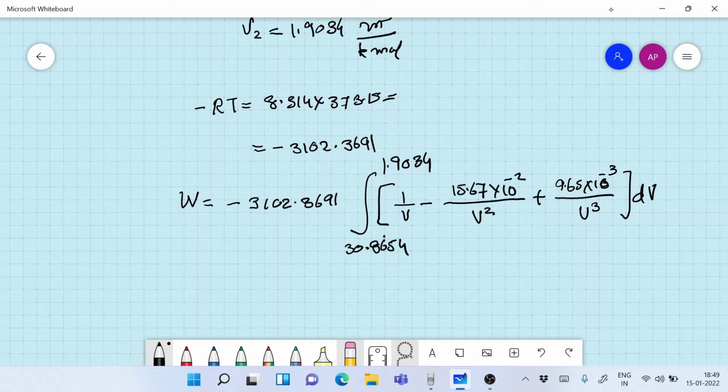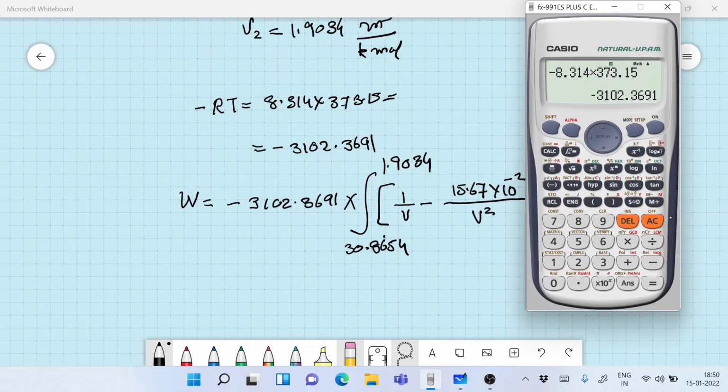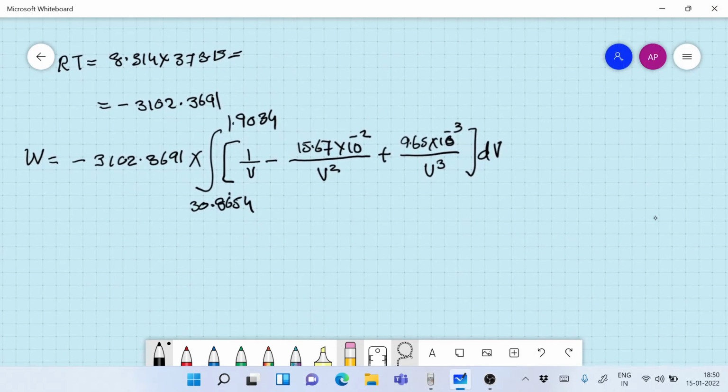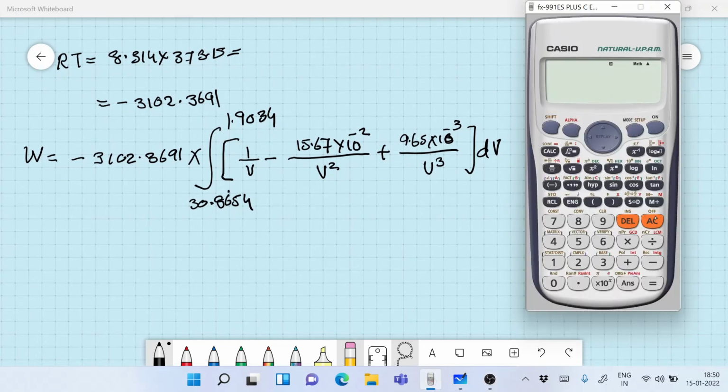Do not try to simplify this equation. You can use the calculator to solve it. I always suggest that you buy FX 991 ES. Now, of course, I have not been paid by Casio, but since I have this calculator and I find it very, very convenient, therefore I suggest all the students to buy it.